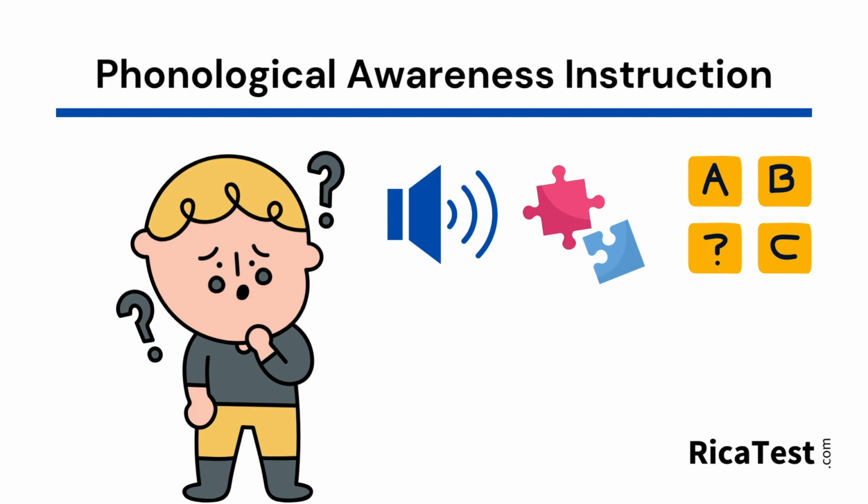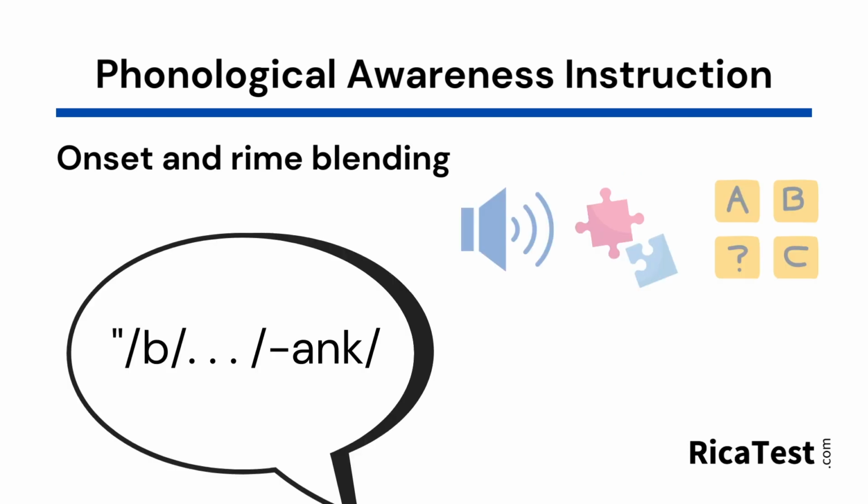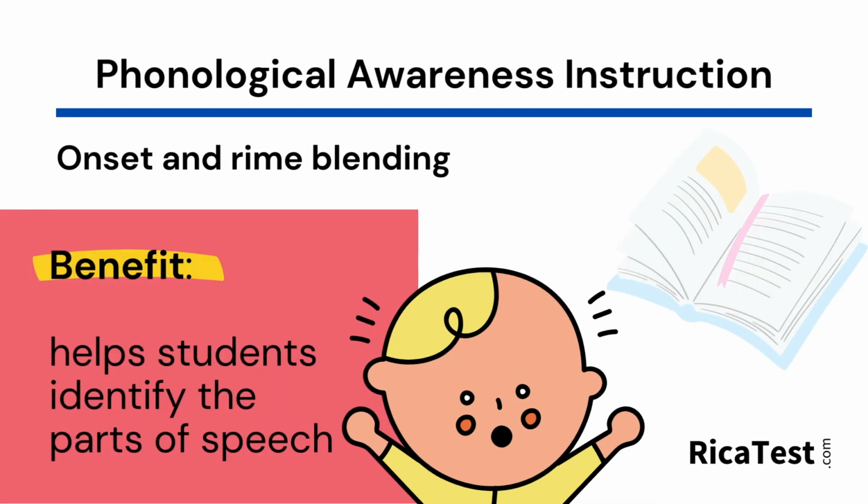Now, in this example, this student is struggling to identify the sounds, syllables, and words in speech. When a student is struggling to identify the sounds, syllables, and words in speech, a teacher uses onset and rhyme blending. The teacher says the onset, for example, buh, and the rhyme, ank. And the student is tasked to say the word they make, which is bank. Onset and rhyme blending help students identify the parts of speech.